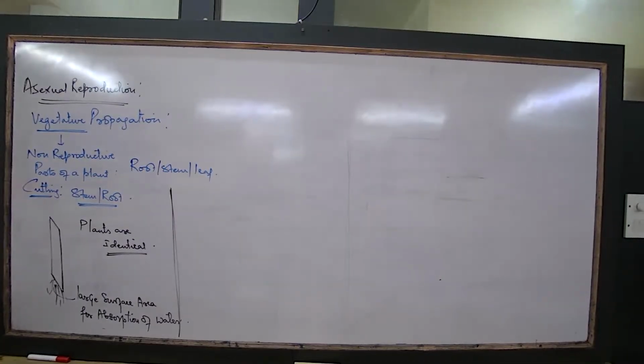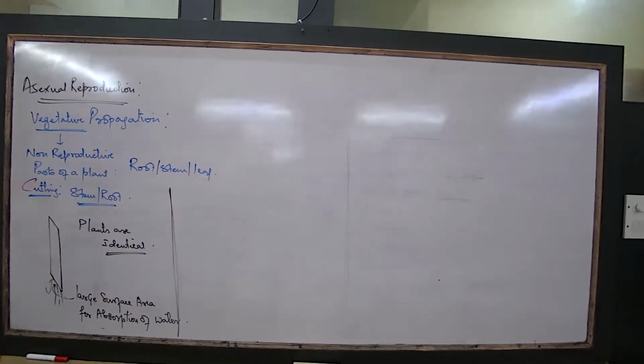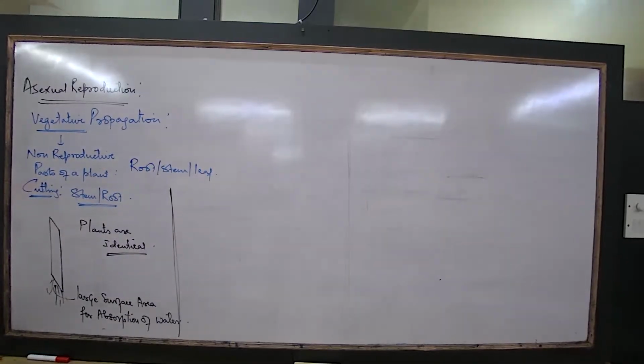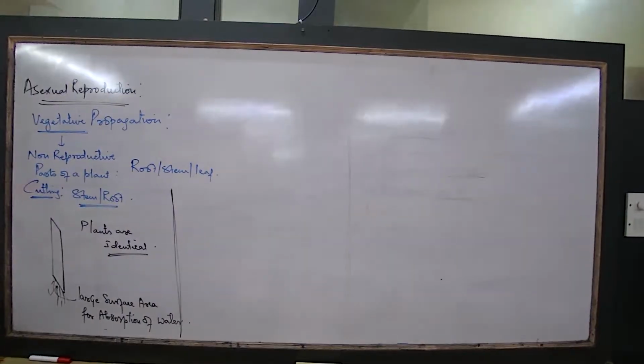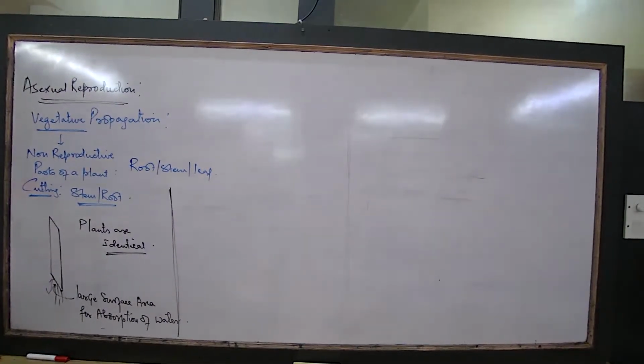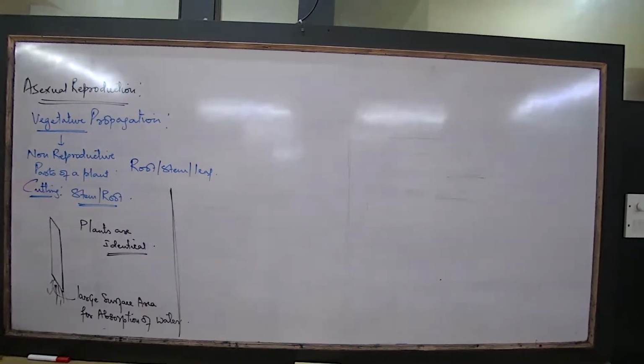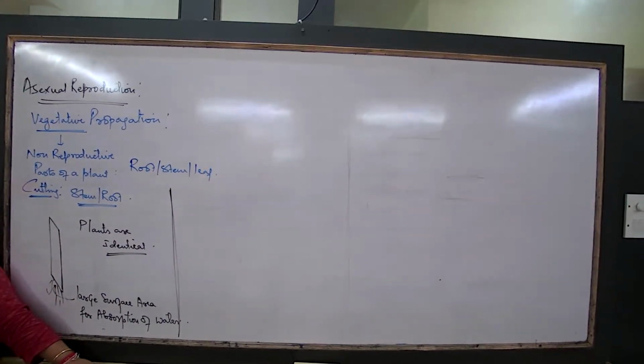Let us talk about some examples. Artificial and natural methods. Let us come across the natural method of layering. In this method, when we are talking about layering, this is an artificial method actually.